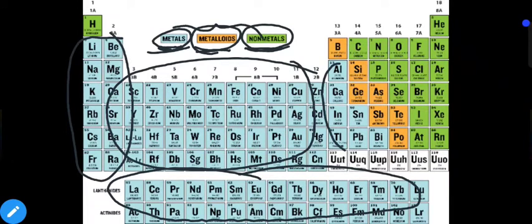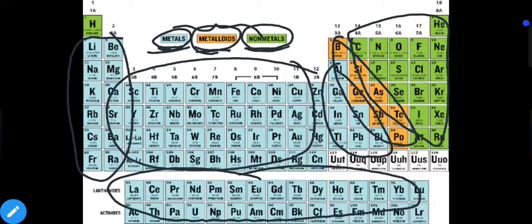Some of the P block elements are metals, some of them are semi-metals and many of them are non-metals. So as we can see, the majority portion of the periodic table is metal, but in P block elements, the majority of them are non-metals, few of them are semi-metals and few of them are metals. So we can say that P block elements have more variety or diversity in terms of properties of elements.